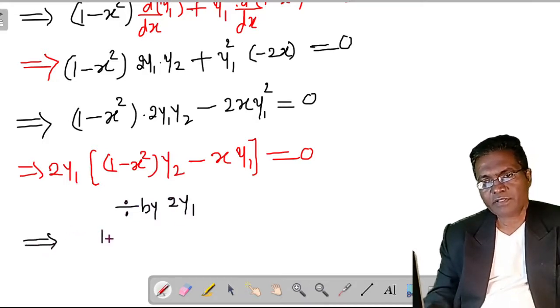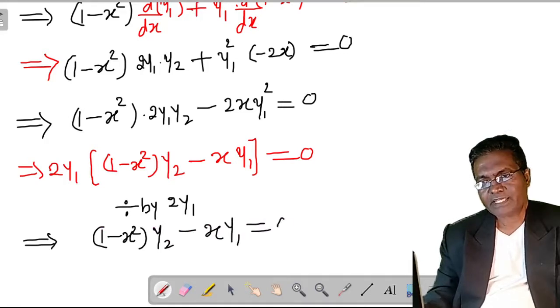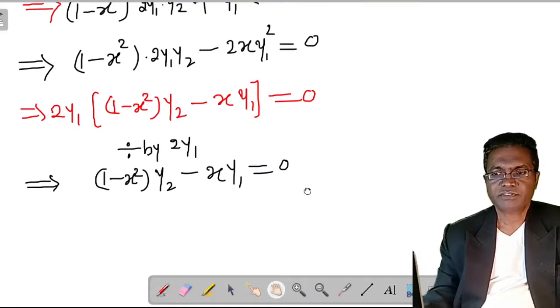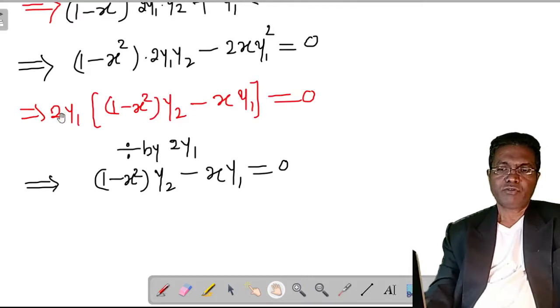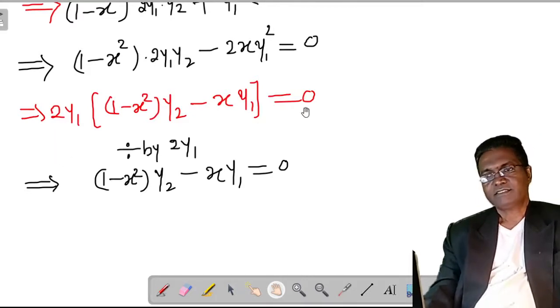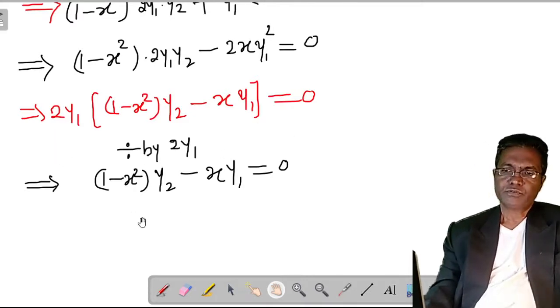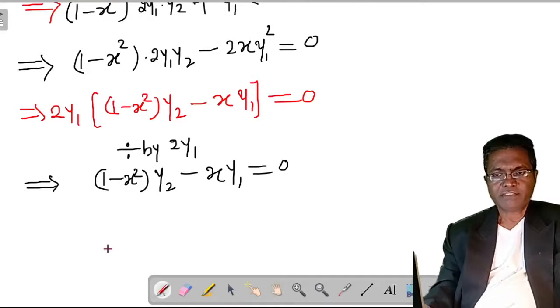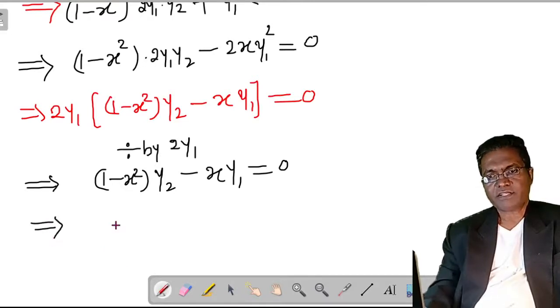So what are you left with? You are left with (1 minus x square) y2 minus x y1 equal to 0. If we divide by 2y1, the 2y1 cancels on this side, and 0 by 2y1 is 0. So this is your required result, or you can keep it in this fashion.